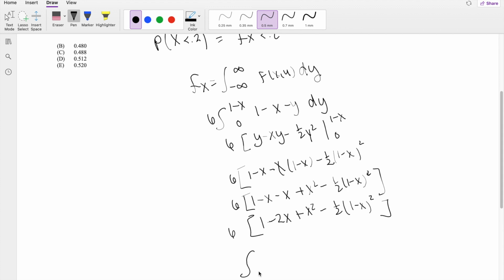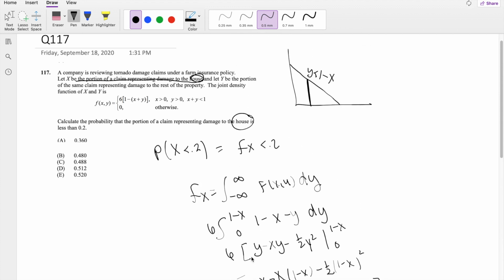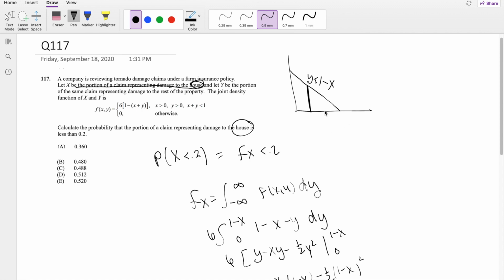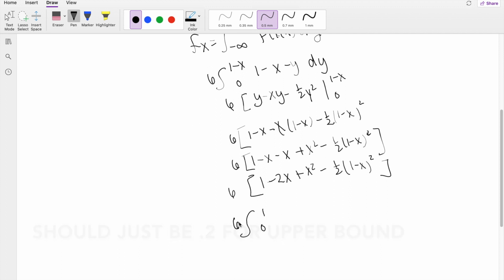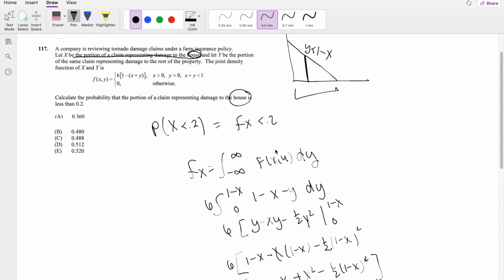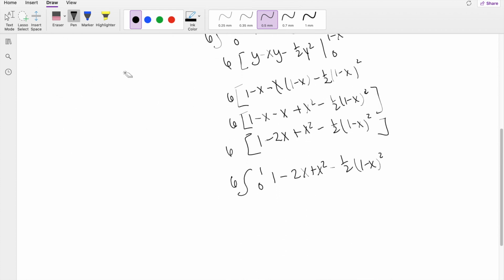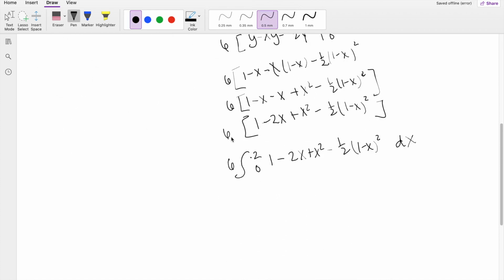So honestly, this is not too hard. What is the upper bound of x? Well, x is bounded from 0 to 1, so the integral runs from 0 to 0.2, keeping a 6 on the outside of this whole integral here: 1 minus 2x plus x squared minus 1/2 1 minus x squared. I mean, if I wanted to, I can factor this out, but I'd rather not because I tend to make a lot of mistakes. Oh, and we're looking for when it's less than 0.2, so this should be 0.2.